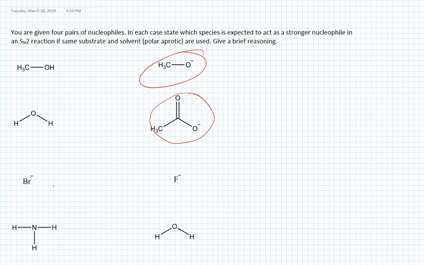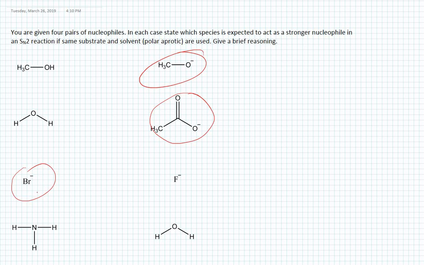In the next option, we need to compare the nucleophilicity of bromide anion versus fluoride anion. As you remember, if we move down in the periodic table in the same group, these are from 7A halogens, nucleophilicity increases as the size increases. So bromide is going to be more nucleophilic than fluoride anion.